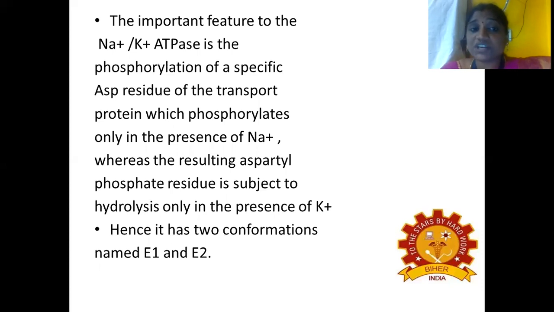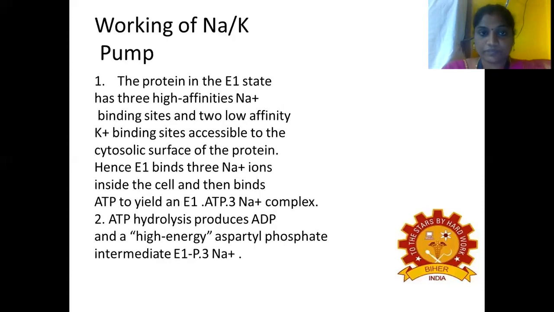The important feature of the sodium potassium ATPase is the phosphorylation of a specific aspartate residue of the transport protein. It phosphorylates only in the presence of sodium, whereas the resulting aspartyl phosphate residue is subject to hydrolysis only in the presence of potassium. Hence it has 2 conformations named E1 and E2. Now the working of the sodium potassium pump. The protein in the E1 state has 3 high affinity sodium binding sites and 2 low affinity potassium binding sites, which are accessible to the cytosolic surface of the protein.